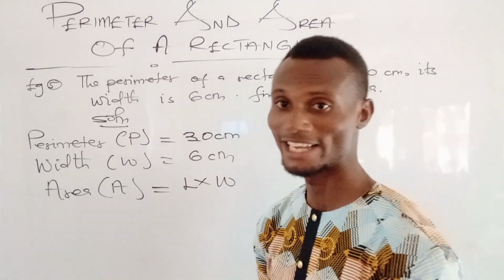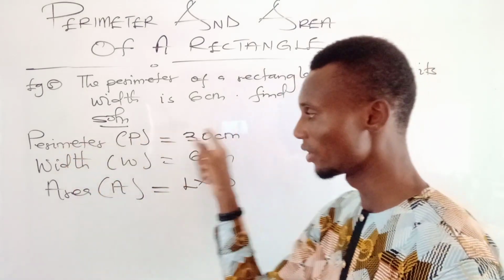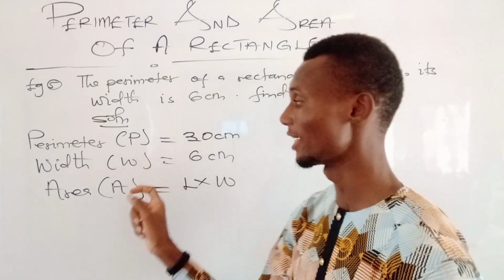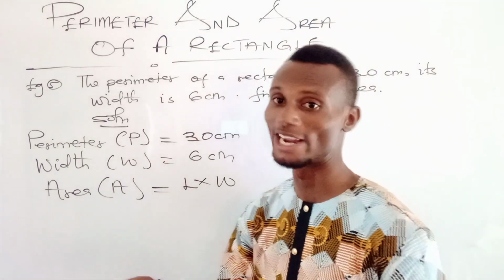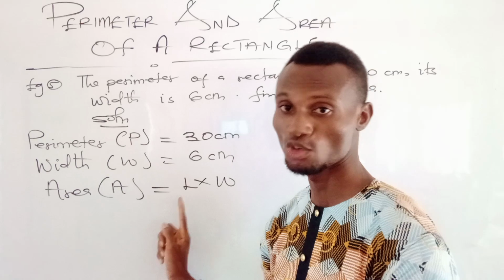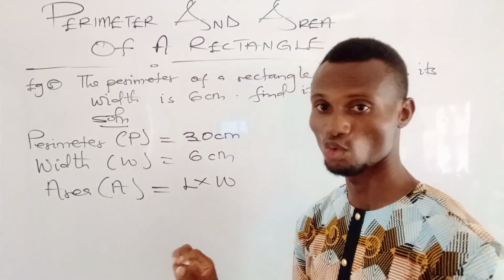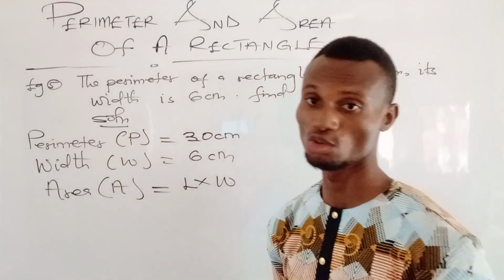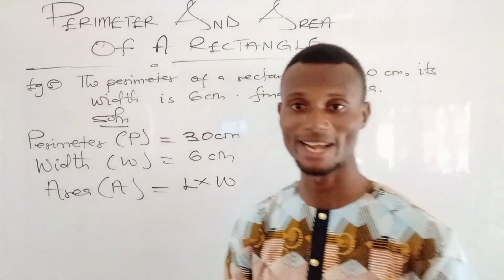And where do we get the length from? It's from the perimeter. The perimeter is the only thing given that we can use to look for the length, because you know that the perimeter of a rectangle is 2L plus 2W. So the length that we need, we can look for it in the perimeter. That is how to go about it. So we are going to look for the length from the perimeter, then we will use it to solve for the area of the rectangle. I hope the explanation is clear enough.